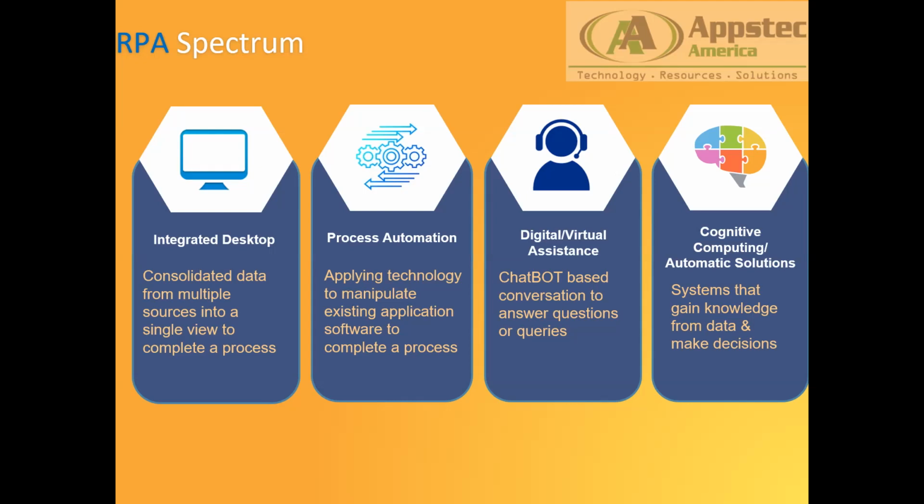Right. So initially the spectrum includes integrated desktop. The moment things come to data and all other business moves from offline to online, correct? Here we try to consolidate data from multiple sources into one single viewpoint to complete one process. Second is process automation. We try to apply technology to manipulate the existing software to complete a process. Can I put an RPA bot on top of my current process so that the execution is much faster? Next is digital or virtual assistant.